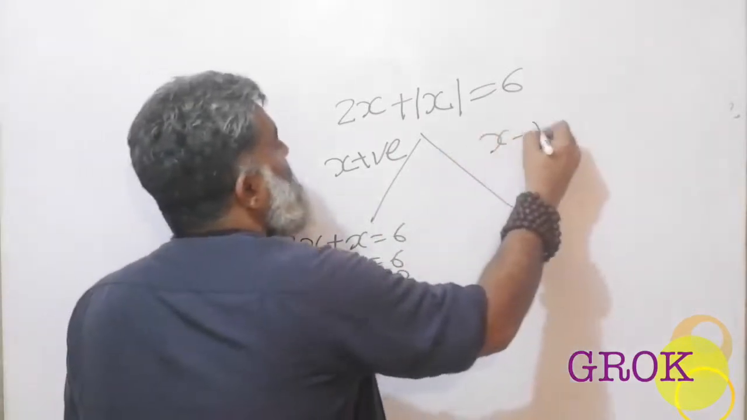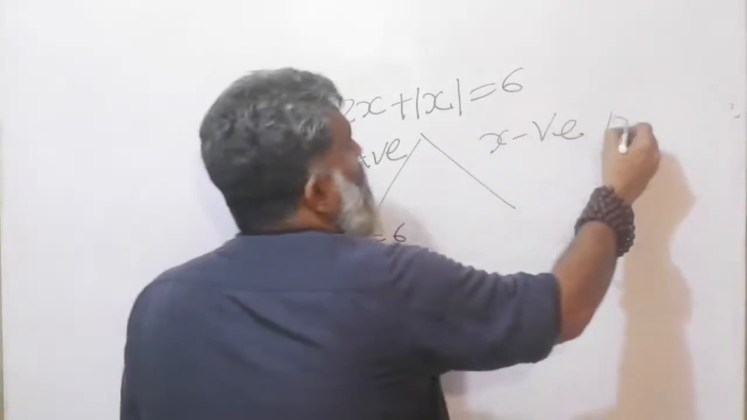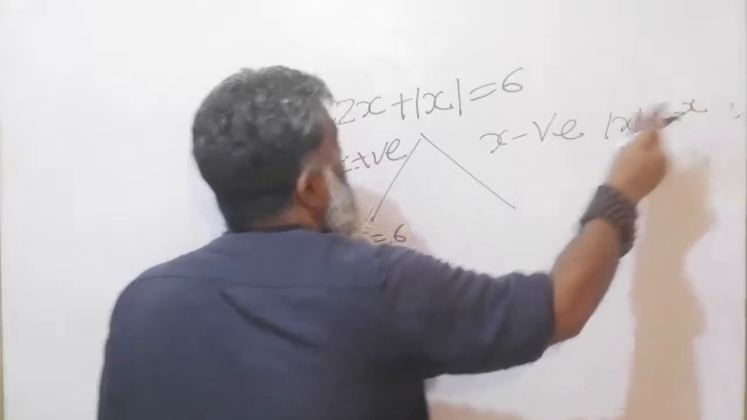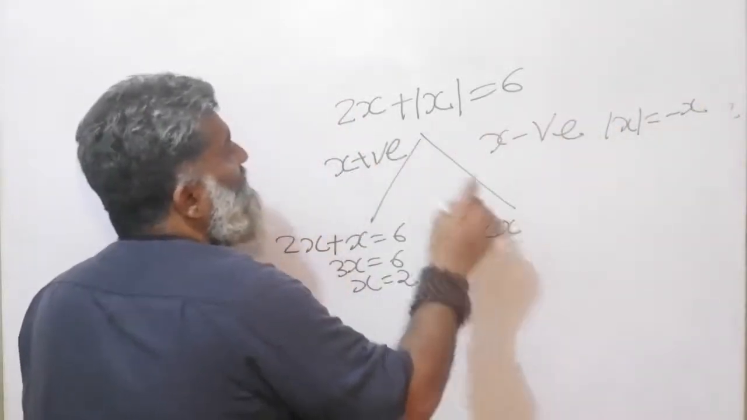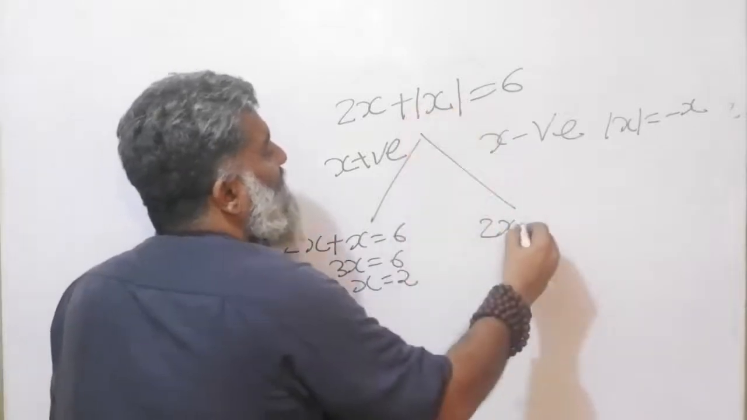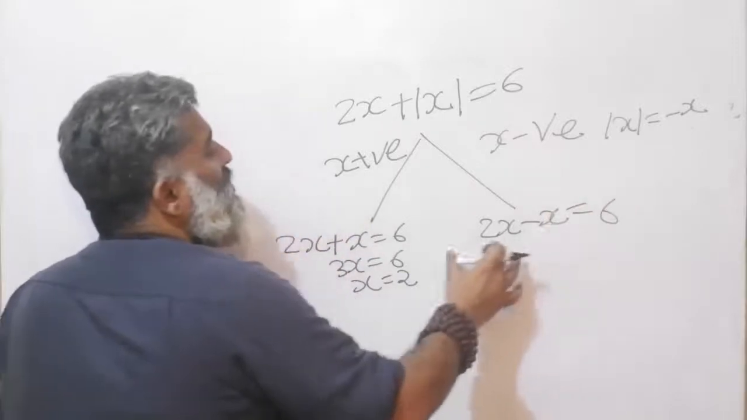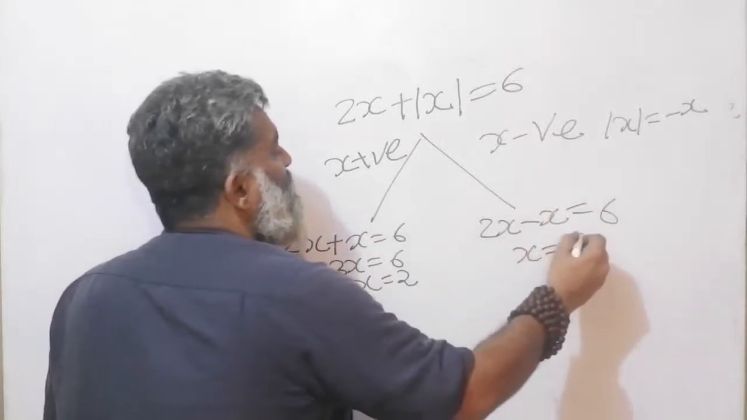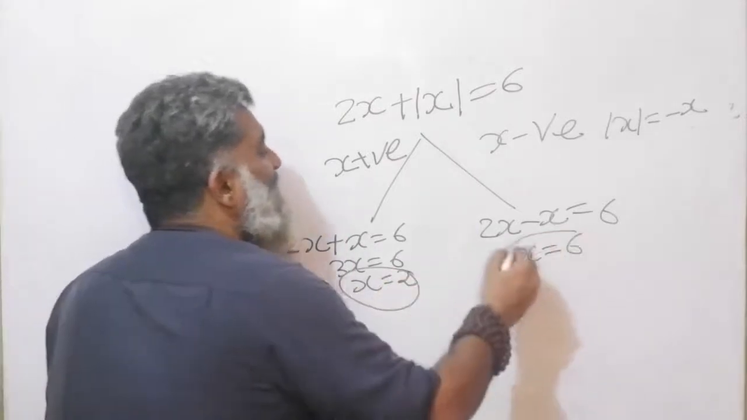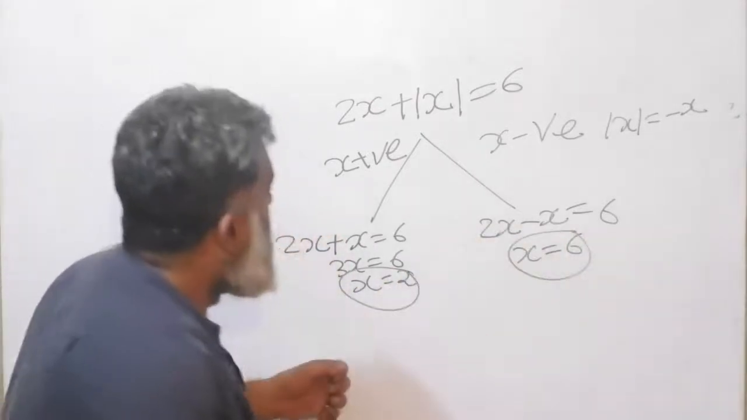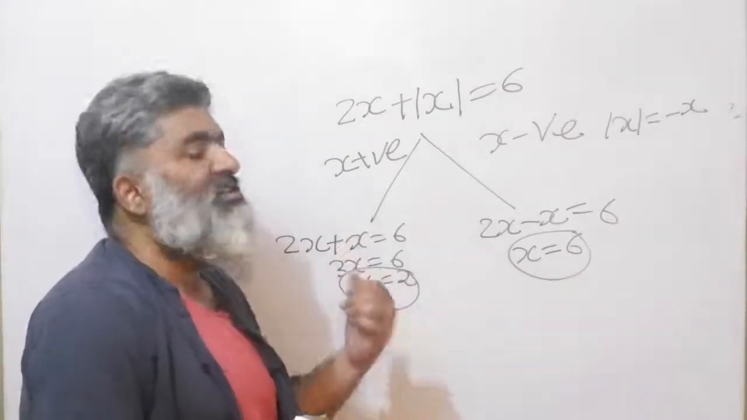In this case, x is negative, the second story. When x is negative, mod of x is equal to minus x, right? In the beginning, pay attention to each step. Later, this becomes faster and faster. And instead of a mod x, I have to put a minus x. And this is equal to 6. Solve this. 2x minus x, x is equal to 6. So at x is equal to 2 and at x is equal to 6, you should get the solution.